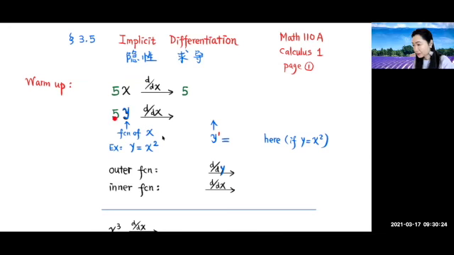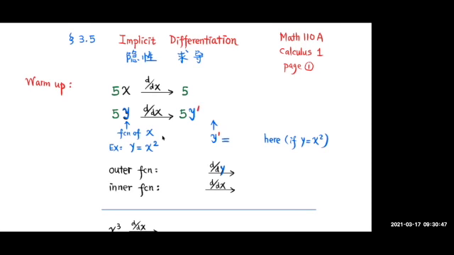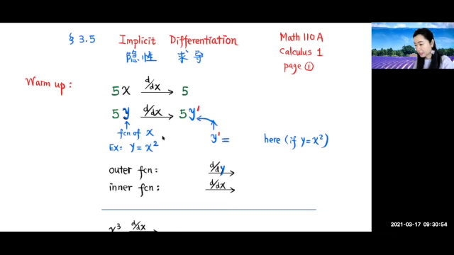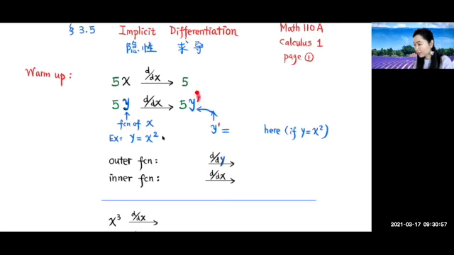So if you have 5y and you differentiate this with respect to x, then you're going to get 5, this constant multiple in front, and then you differentiate this y with respect to x, which is going to be y prime. So we have y prime over here. When y equals x squared, y prime is 2x. So if this is 5x squared, then you have 5 times 2x, which is going to be 10x.